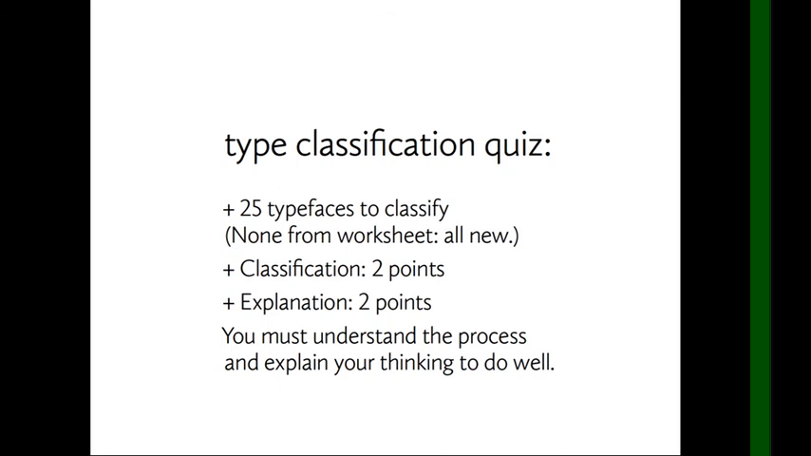And you're going to need to explain why you've chosen that classification. So the classification itself is 2 points. The explanation is 2 points. That means that you could go through the quiz and classify every single typeface correctly, but if you don't explain your classification, you'd only get 50 points, which is an F. So the explanation of your choices is incredibly important in the quiz.